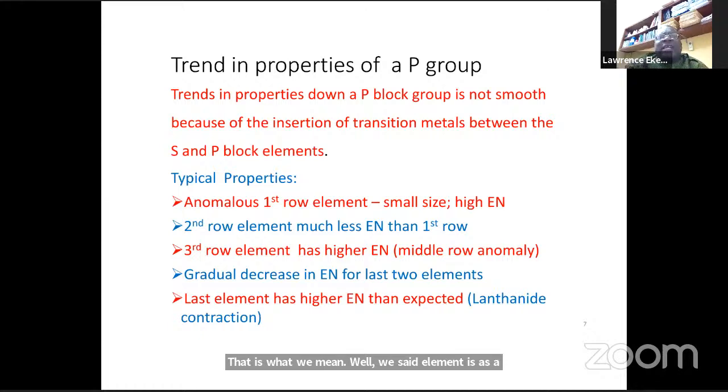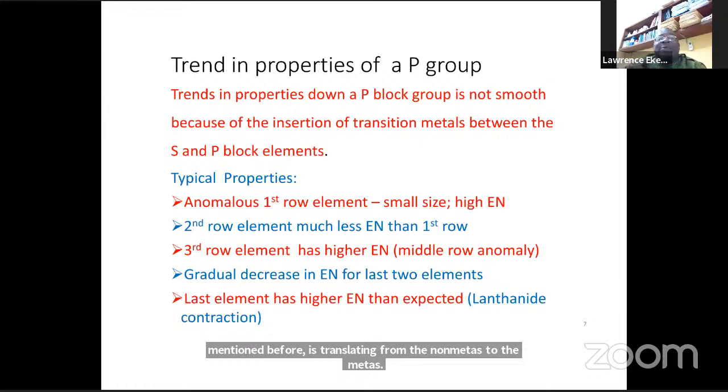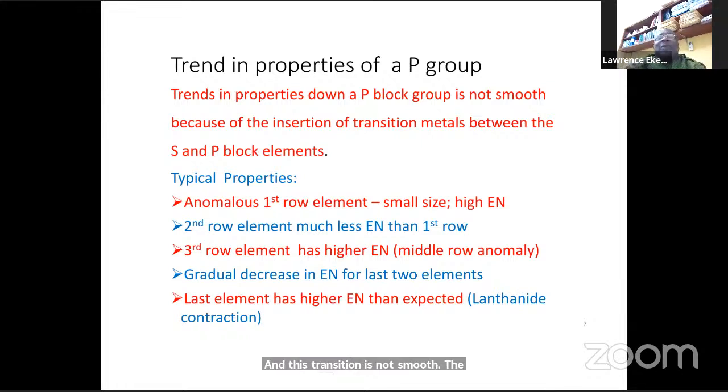Now, let us look at the trends in the properties of the P group. The trend in the property of the P block, like I mentioned before, is transiting from the non-metals to the metals. And this transition is not smooth. The reason why it is not smooth, like I mentioned before, is that between the S and the P block elements there are transition metals. If you look at the periodic table, between the S block and the P block elements there is an insertion of transition metals, and that makes the transition of the P block properties not as smooth as we have in the S block.